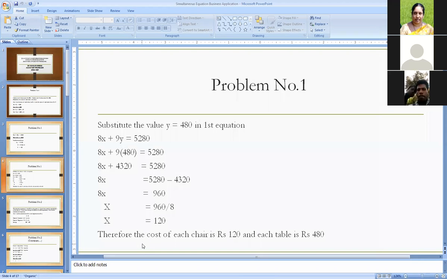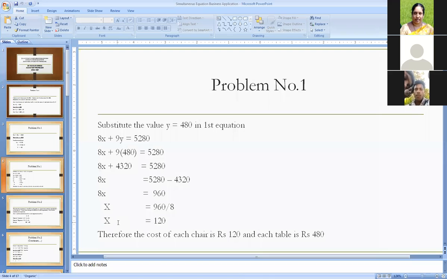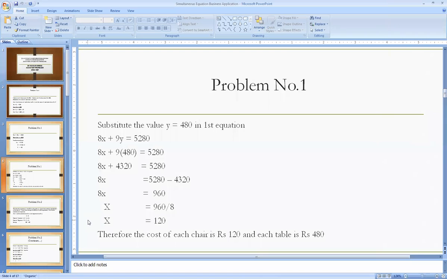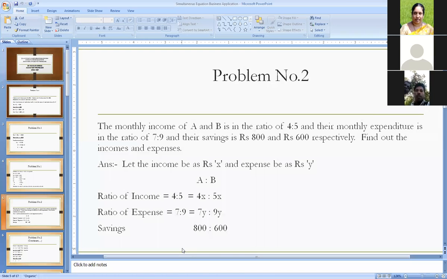So, this is how we have to calculate the value of each chair as well as each table. So where they have assumed it as x, that is the cost of one chair, that is rupees 120, and the cost of one table, what we have calculated earlier, that will become the cost of a table, that is 480. So this is how we are going to calculate by framing the equations with the help of sentences. Let us go for seeing the second question that is given in the problem.